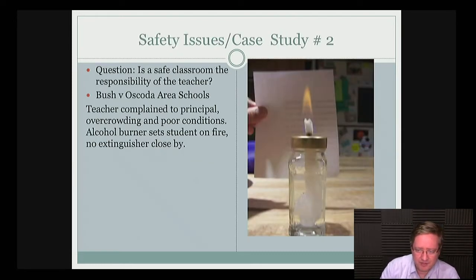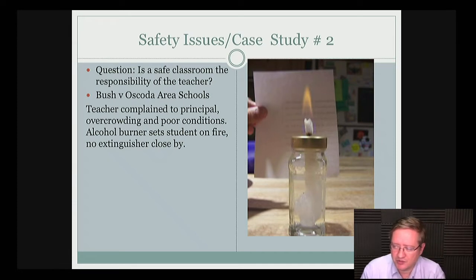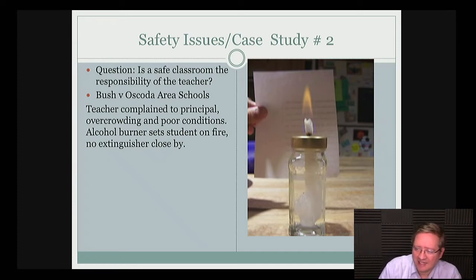Here's another situation. Is a safe classroom the responsibility of the teacher? This case was Bush versus the Oscoda Area Schools, from Michigan. In this situation, the teacher was complaining to the principal, and it was written in notes, so there was a paper trail of the teacher telling the principal that I cannot adequately do labs in here. The tables are shabby.